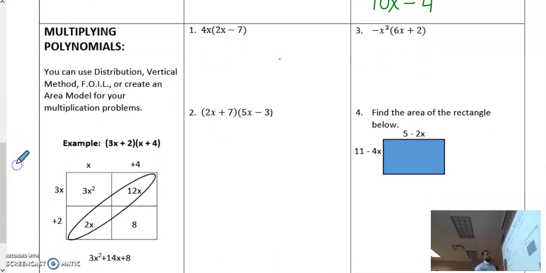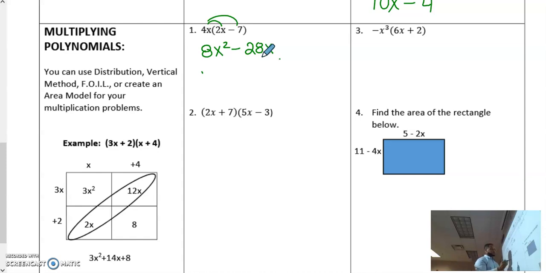Let's do some multiplying now. With multiplying, I think most of you are getting pretty good at this. For number one here, we're just going to distribute. That's the easiest way to do it. Or you can do the area model of 1 by 2. So 4 times 2 is 8, and x times x is x squared. 4x times negative 7 becomes negative 28x. And you're done. Can't combine like terms or anything.